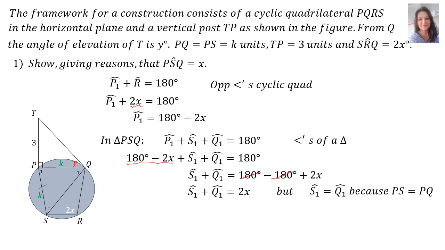But it was given that PS is equal to PQ. Therefore, angle S1 is equal to Q1. And then we can say 2S1 is equal to 2x and we can divide away the 2. Therefore, S1 is equal to x.